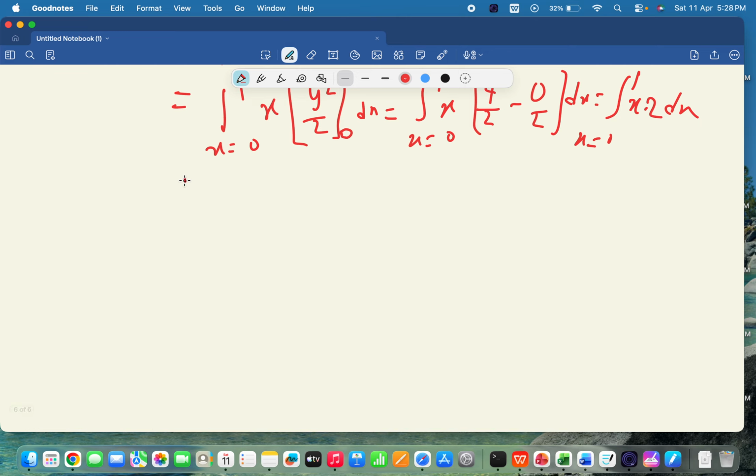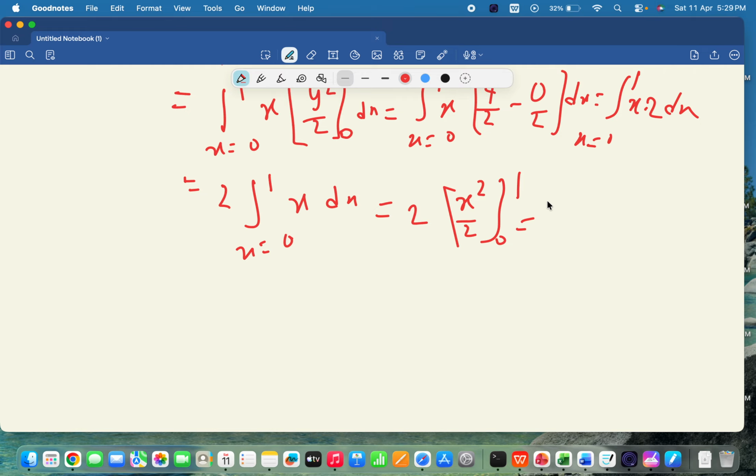Okay, so this is equal to, we can take 2 common and we have to solve the integral of x dx from 0 to 1. Again, when solving x to the power n, the integration is x square by 2 with the limit 0 to 1. So the 2s cancel out, upper limit is 1 and lower limit is 0, so the answer is 1. Okay, this is the first method. We can solve first with y and then x.